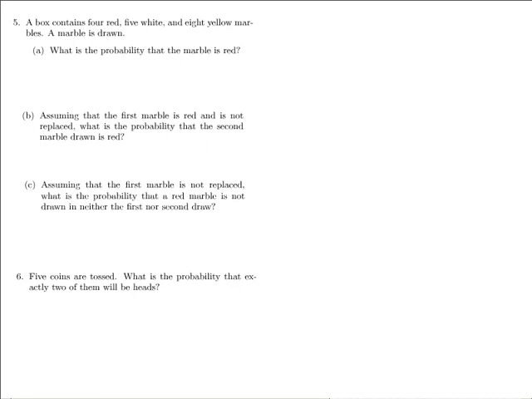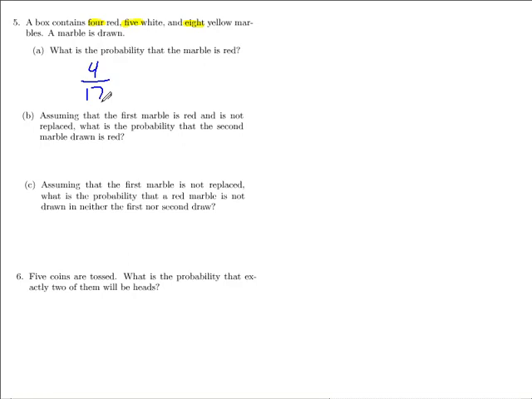Question 5. A box contains 4 red, 5 white, and 8 yellow marbles. A marble is drawn. What is the probability the marble is red? Well, it's 4 red over 17 total.